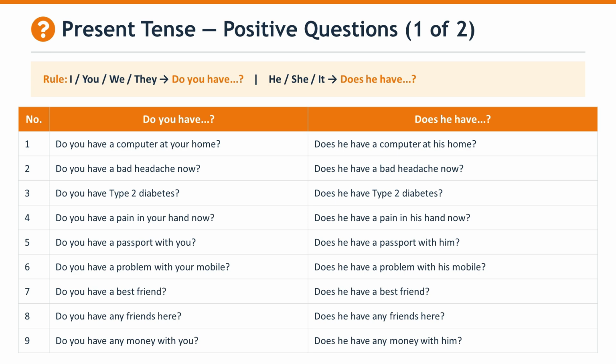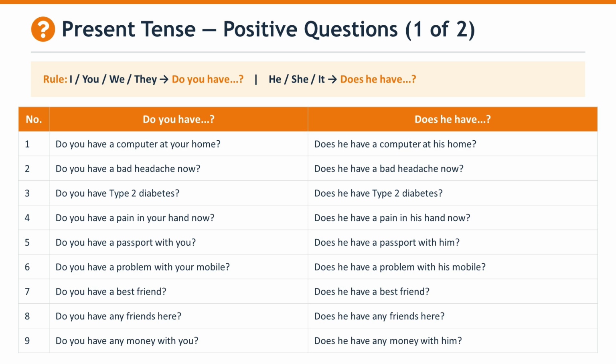Let us see some examples. Do you have a computer at your home? For he, does he have a computer at his home? Do you have a bad headache now? For he, does he have a bad headache now? Do you have type 2 diabetes? For he, does he have type 2 diabetes?